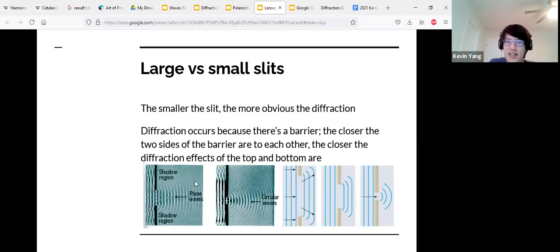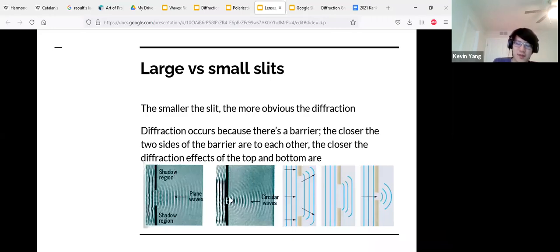However, whenever we get into a smaller slit, we're going to be able to more easily see the parts where the wave is bending around the wall. So whenever we have a barrier, the closer together two sides of the barrier are to each other, the more pronounced, or the more obvious, the effects of diffraction are. So whenever this slit is large, we're not going to see very much diffraction, and it's not going to bend very much around the wall.